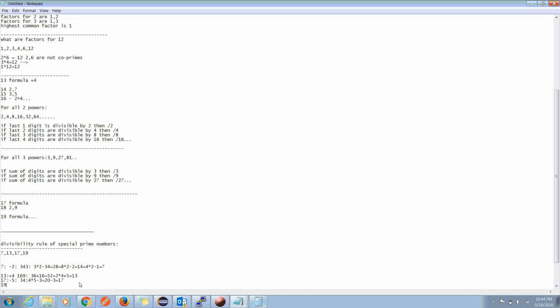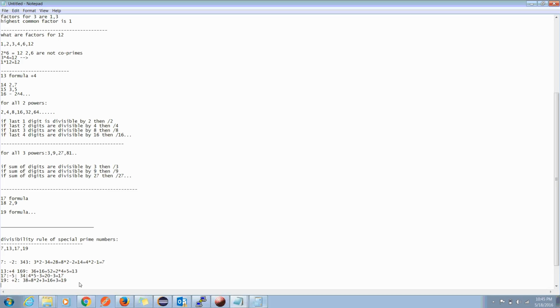Similarly for 19, it is plus 2. Plus 2 here means, let's take 38. 8 into 2 plus 3. 8 into 2 is 16. 16 plus 3 equal to 19. 19 is divisible by 19.